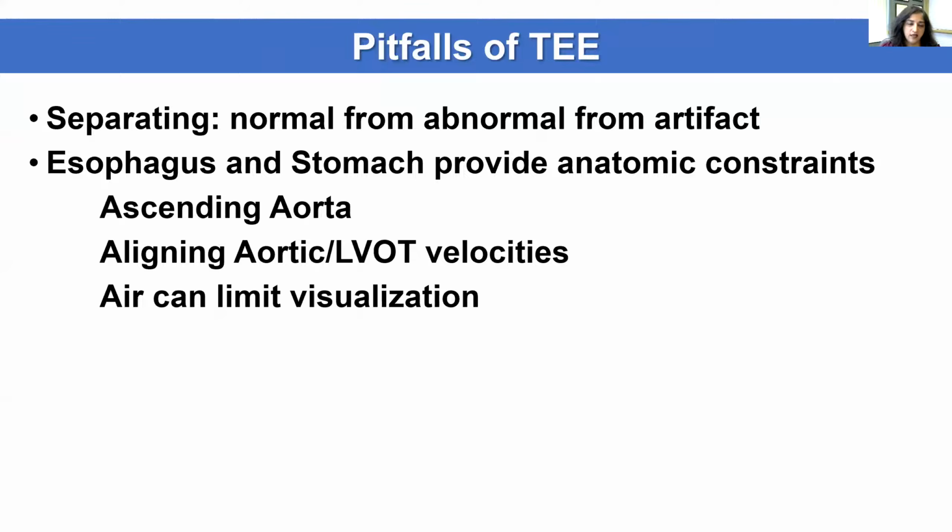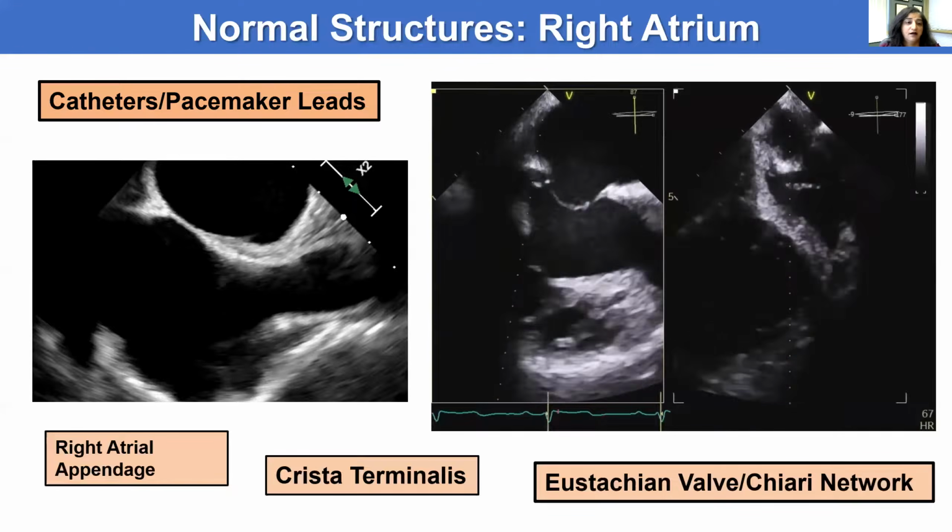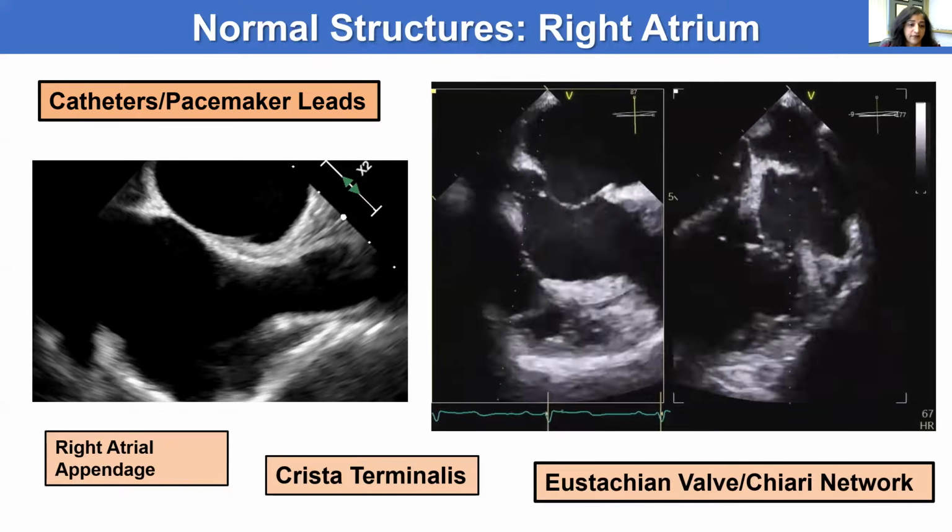The pitfalls of TE: you can expect questions on separating normal TE anatomy from abnormal TE anatomy from artifacts. And remember, the esophagus and the stomach provide some anatomic constraints. We talked about the ascending aorta. We talked about aligning aortic and LVOT velocities, and air in the esophagus and the stomach can oftentimes limit image resolution. So these are just examples of normal structures in the right atrium.